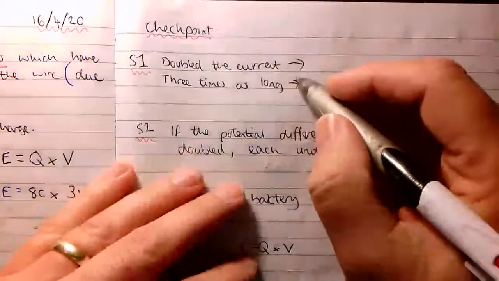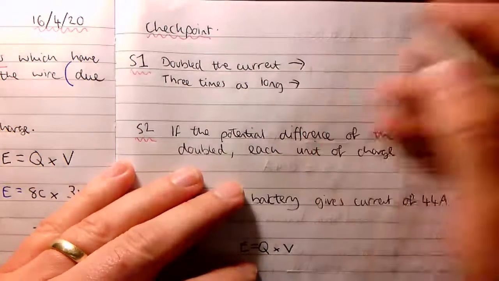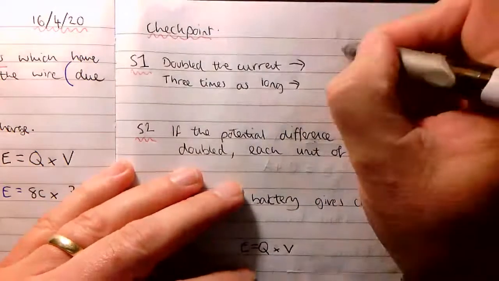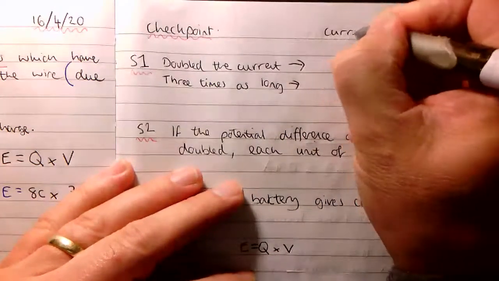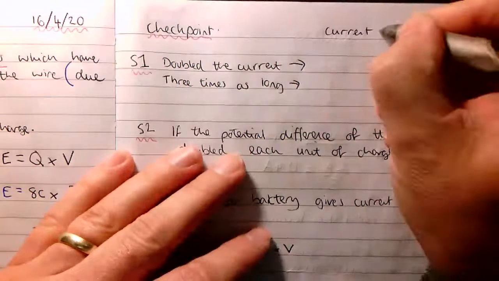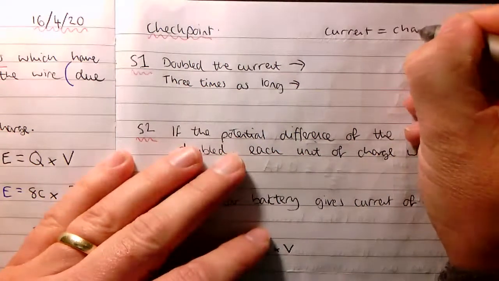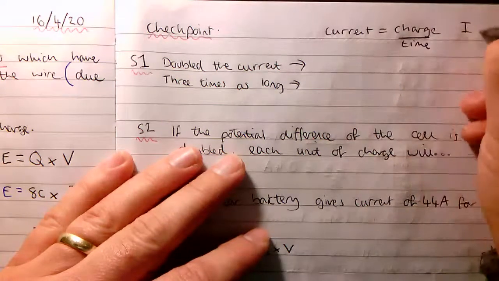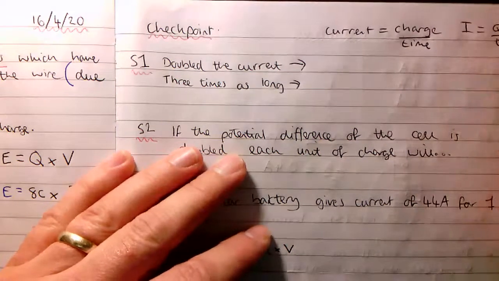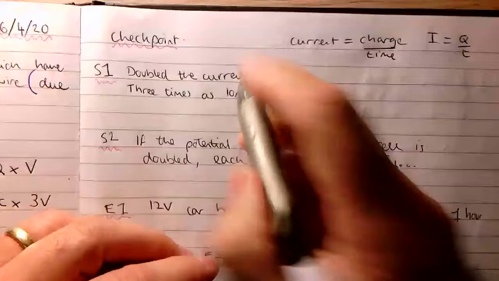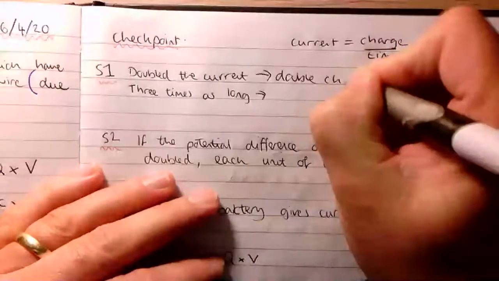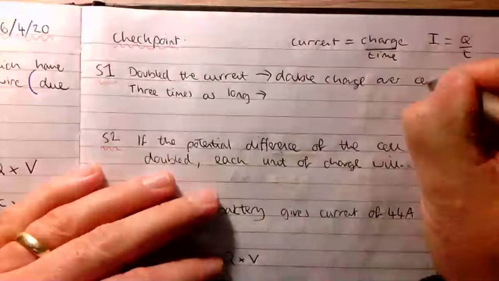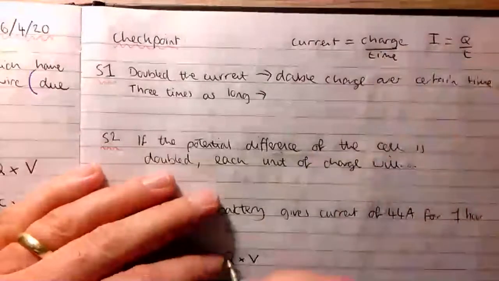So if I double the current, is the amount of, in fact, let's put it up here. If I wanted to work out the current, current is the amount of charge that flows over a certain amount of time. And there's my equation again, I equals Q divided by T. What's going to happen? If I double the current, that means twice as much charge must have flowed over the same amount of time. Double the amount of charge that flows.